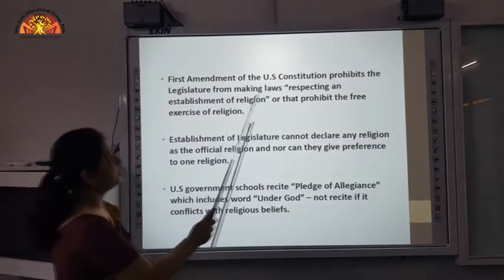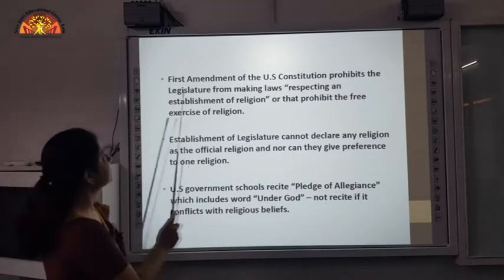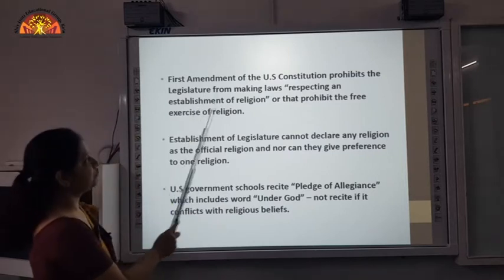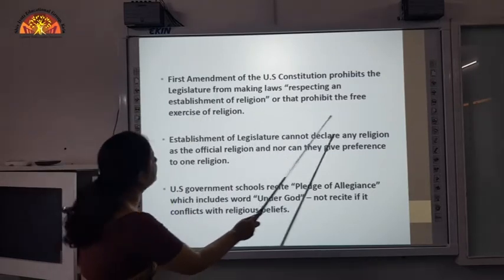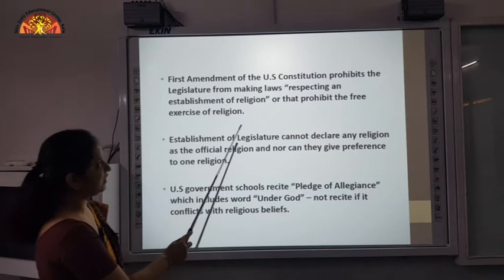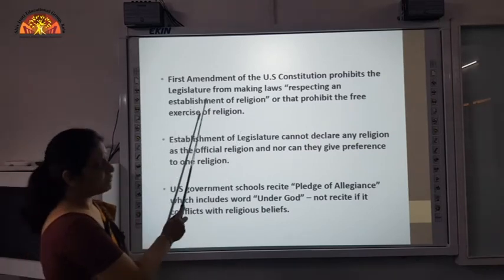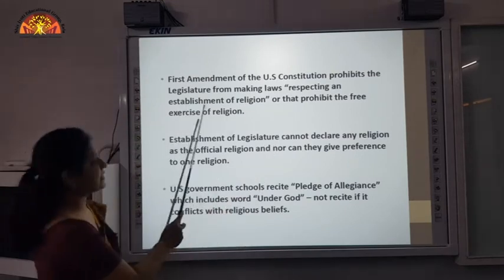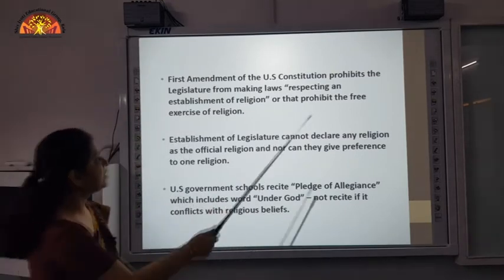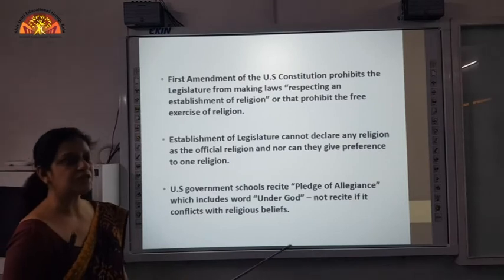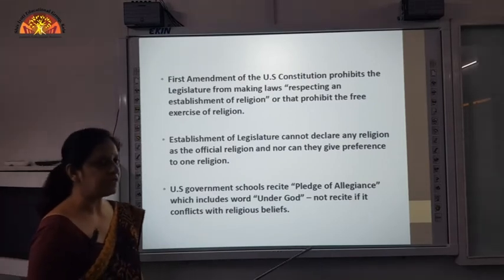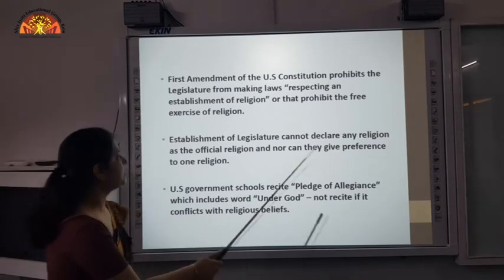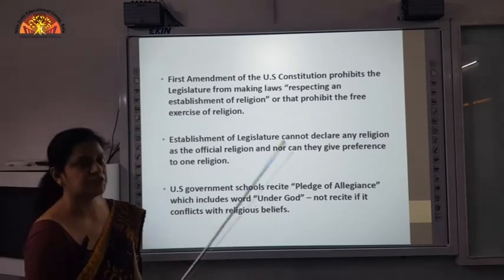The First Amendment of the US Constitution prohibits the legislature from making laws respecting an establishment of religion or prohibiting the free exercise of religion. In the US Constitution, there is the phrase "respecting an establishment." Establishment here means that the legislature cannot declare any religion as the official religion, nor can it give preference to one religion.